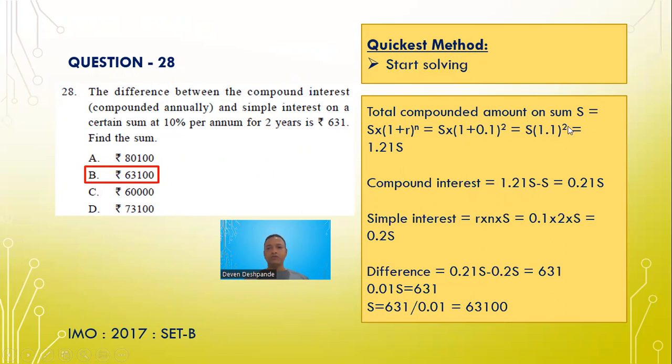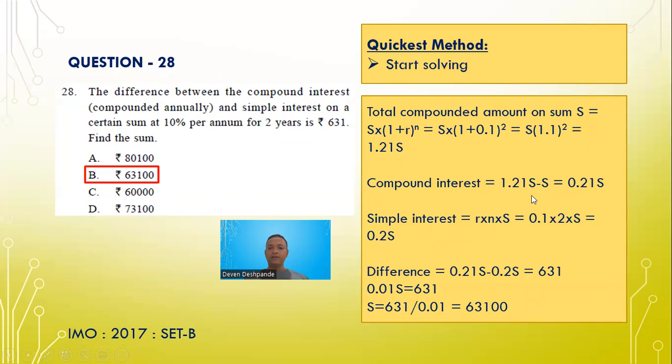What is 1.1 raised to 2? 11 11s are 121, so 1.1 into 1.1 is 1.21, into S. So 1.21 into S is the total compounded amount. And compound interest will be 1.21 S minus S, which is 0.21 S. And simple interest will be R into N into S, rate of interest into number of years into the main sum. Rate of interest is 10%, 0.1, into number of years 2, into S. 2 into 0.1 is 0.2, isn't it?